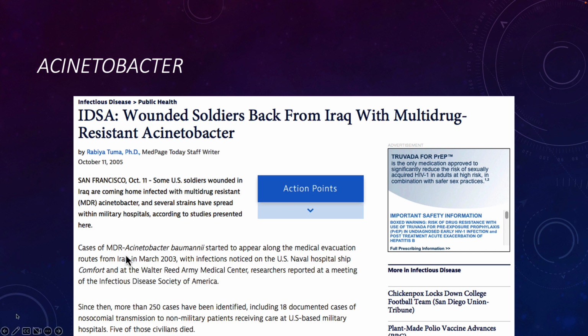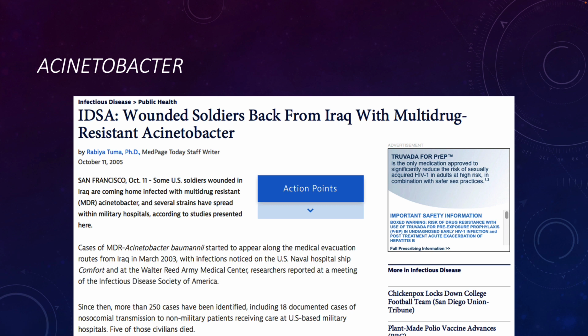Cases of multi-drug resistant Acinetobacter baumannii started to appear along the medical evacuation routes from Iraq in March 2003, with infections noted on the U.S. Naval Hospital ship Comfort and at Walter Reed Army Medical Center. And this was back in 2005. More than 250 cases have been identified, including 18 documented cases of nosocomial transmission to non-military patients receiving care at U.S.-based military hospitals. 5 of those civilians died.